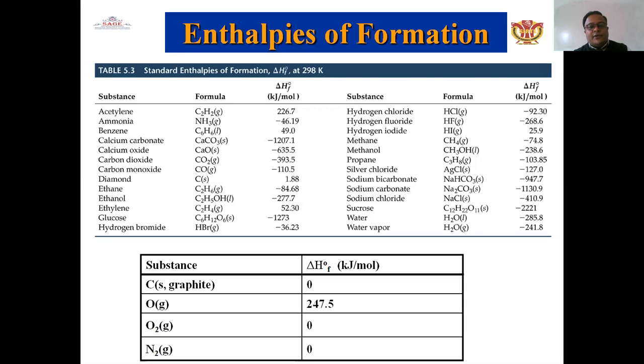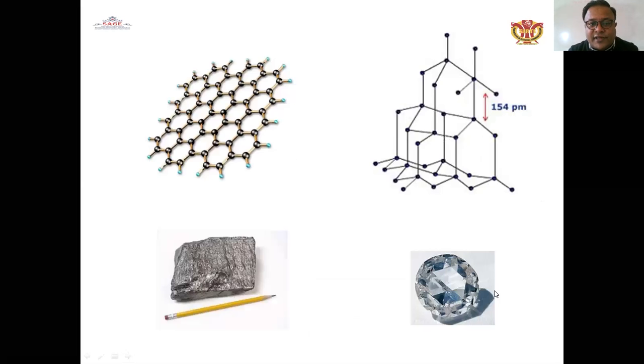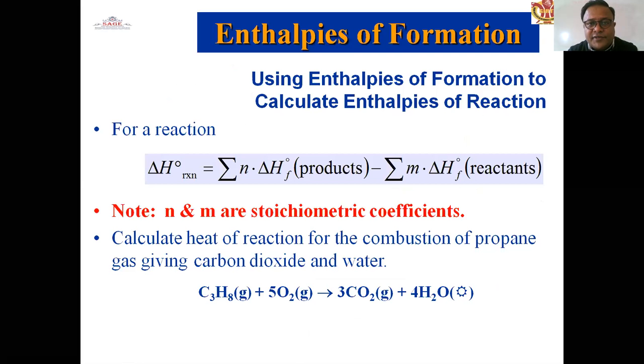The chemical formula is already presented, and the change of enthalpy for the formation is already given in numerical value form. So the substance and the change of enthalpy of formation in kilojoule per mole are represented in the table. So this is carbon, oxygen, and the other substances. This is the diagram of enthalpies of formation.